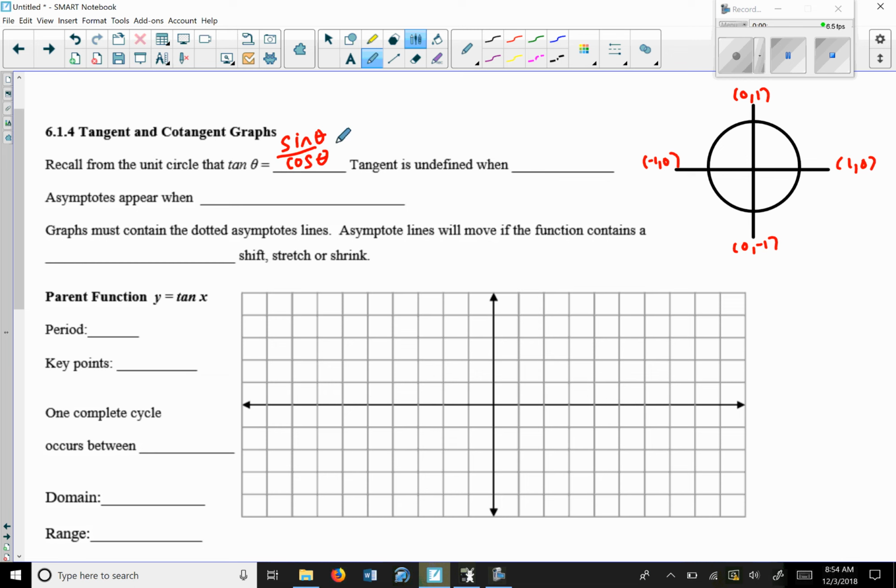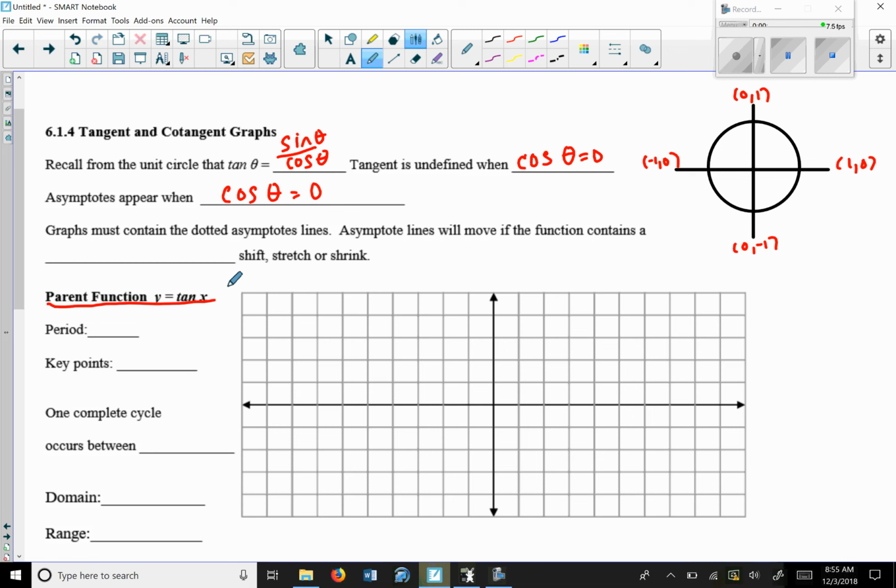And so we've already talked about rational functions. We talked about our reciprocal functions for sine and also for cosine. And so we know that whenever we have 0 in our denominator, we're going to get our graph undefined, which means that we have asymptotes there. So whenever, in this case, cosine of theta is equal to 0, we're going to get these asymptotes on our graph. And so we're going to first look at our graph y equals the tangent of x.